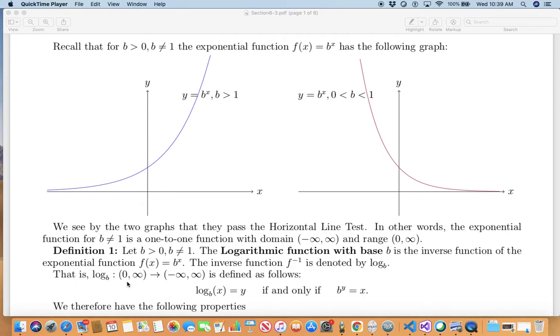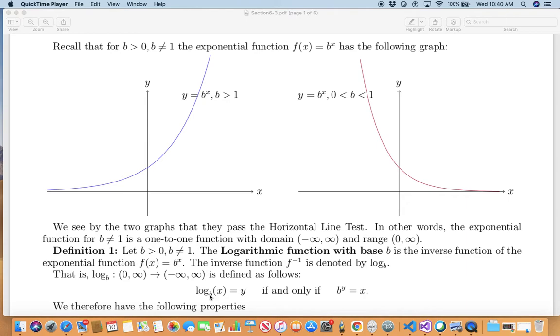So what is log base b? Well, it is a function whose domain is the range of your original function. So log base b starts from 0 to infinity and maps to negative infinity to infinity. Your exponential function has domain negative infinity to infinity, so the inverse function has range negative infinity to infinity. The exponential function has range 0 to infinity, so your inverse function log has domain 0 to infinity. So log base b is a function from (0, infinity) to (negative infinity, infinity).